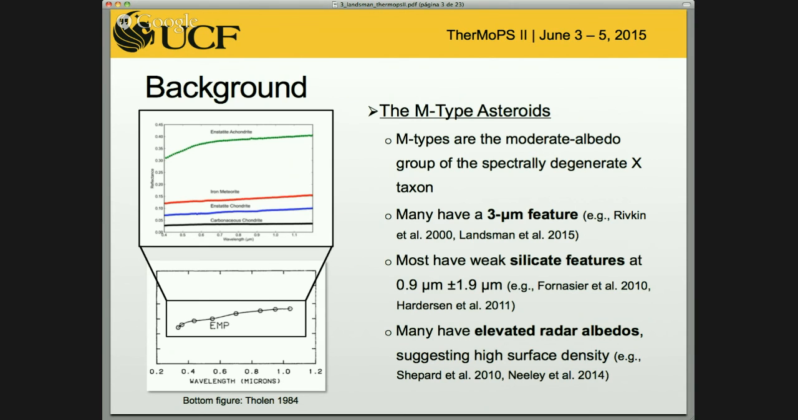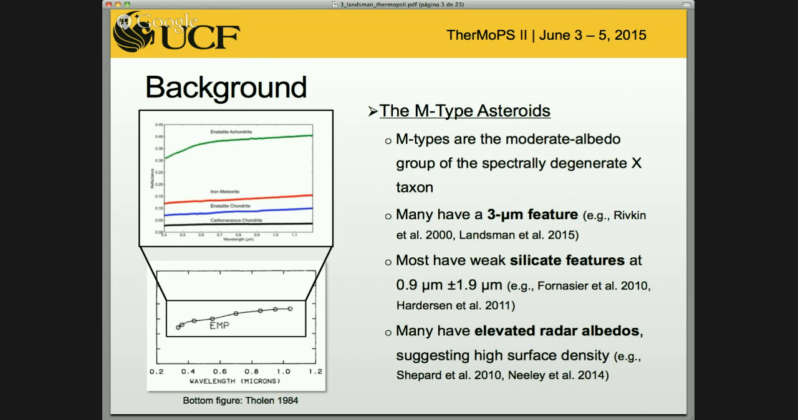I'm not sure why I'm missing some text right there that has magically turned itself white. That's very strange. But anyway, the M-types are the moderate albedo subgroup of the X class. So in the Tholen taxonomy, Tholen 1984, the X class asteroids are those that have flat to red slopes and basically no diagnostic features in the visible. So this is what a typical X class asteroid spectrum looks like.